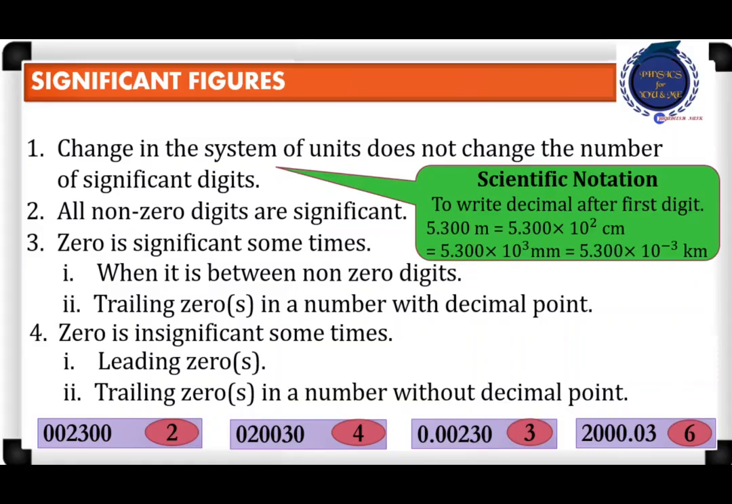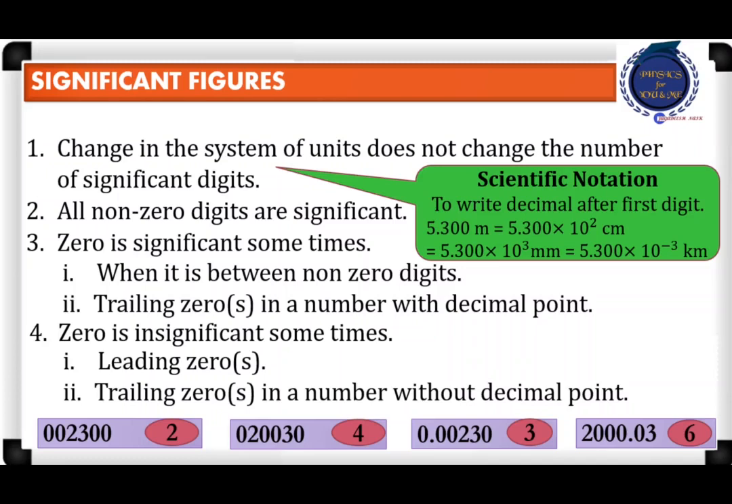The change in the system of units does not change the number of significant figures. So in order to avoid confusion, we use scientific notation. How do we do that? We write the decimal after the first digit. Then there will be a multiplier. Look at the following example: 5.300 meter.